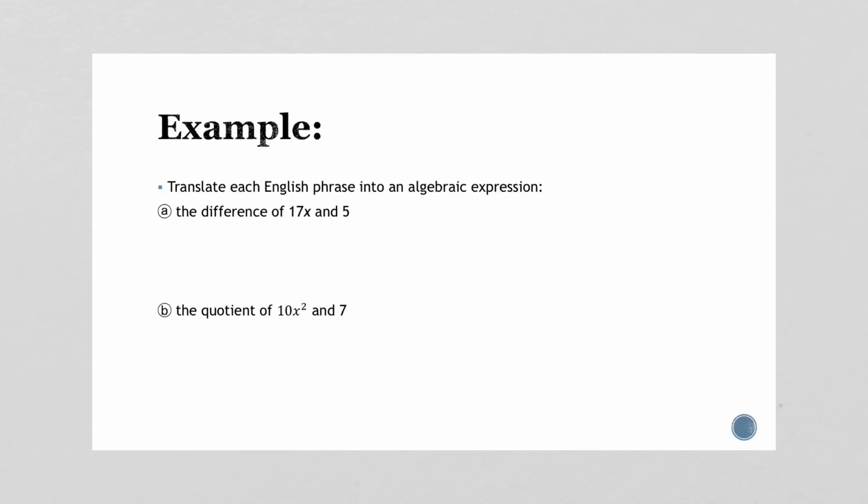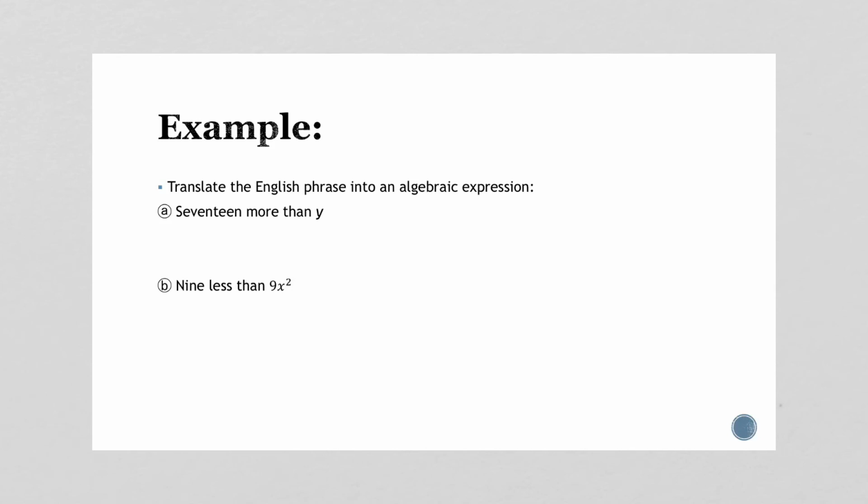All right, so we're going to translate these from English into algebra. The difference is a fancy word for subtract, and this one is not one where I have to reverse the order, so I'm just going to write the order the way that I see it. So I've got 17x minus 5. Quotient is a fancy word for divide, and I like to use the fraction bar, so I'm going to say 10x squared over 7, just like that. Now, notice how I kept the order correct. You always write from top to bottom, so 10x squared had to go on top, 7 had to go in the denominator.